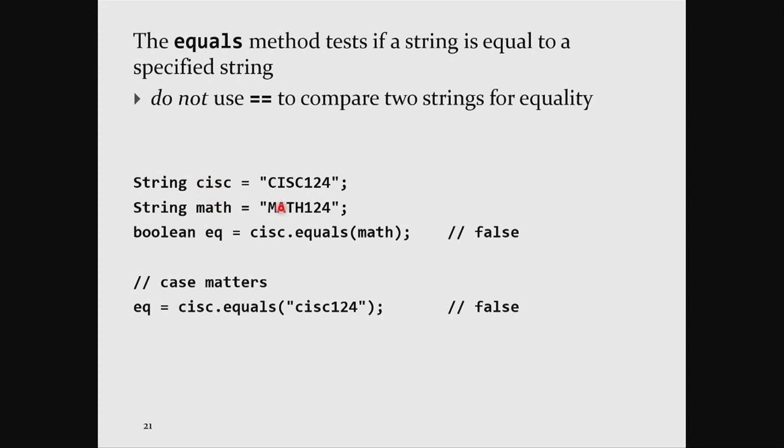So I have 2 strings, CISC124 and math124. They have different names, variables that point to them that have different names. I want to check, are they equal? The way you write that is CISC.equals(math). You could also write math.equals(CISC). That's just comparing whether the 2 strings represent the same sequence of characters. So that's false. Case matters, so if you write CISC.equals with lowercase cisc124, that's false. Whenever you write CISC.equals(CISC), that's always true. math.equals(math), that's always true.